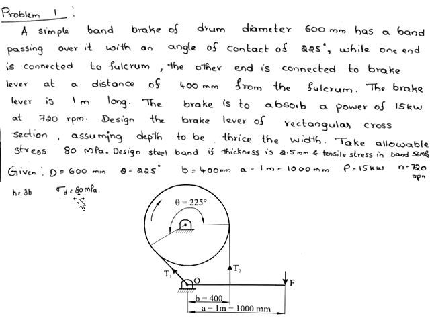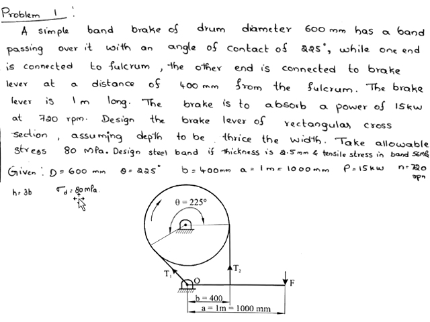A simple band brake of drum diameter 600 mm has a band passing over it with an angle of contact 225 degree. One end is connected to the fulcrum, the other end is connected to the brake lever at a distance of 400 mm from the fulcrum. The brake lever is 1 meter long. The brake is to absorb a power of 15 kW at 720 rpm. Design the brake lever of rectangular cross section assuming depth to be thrice the width. Take allowable stress 80 megapascal.